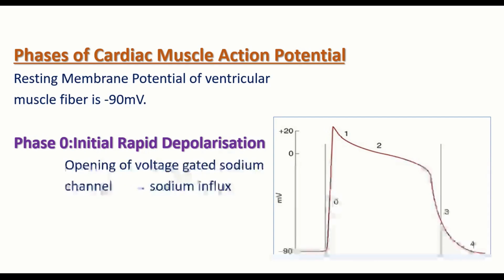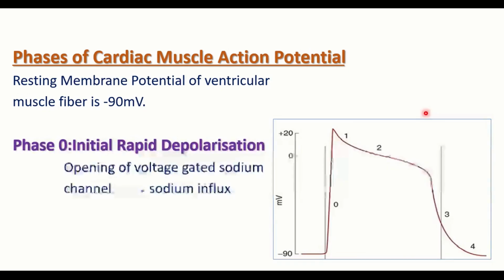Like this, the concentration of potassium is more inside when compared to outside. So we can expect movement of potassium from inside to outside through the potassium channel present within the cell membrane. And this movement of moving outside is called potassium efflux. With this basic idea, we'll move on to the phases of the cardiac muscle action potential.